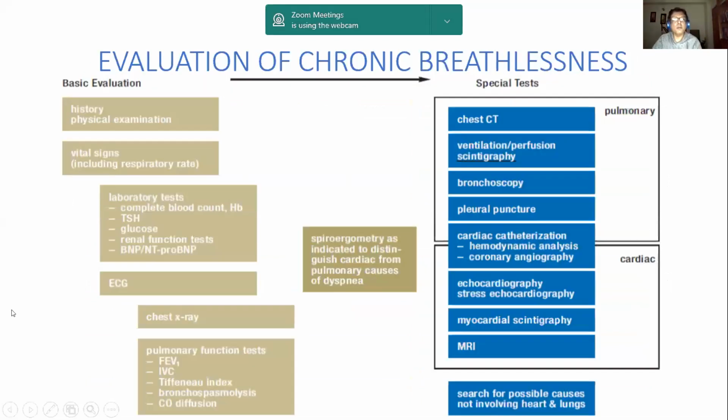This is the evaluation of chronic breathlessness. We start with history and evaluate the vital signs. We do the relevant tests like laboratory tests, ECG, chest X-ray, pulmonary function test, FVC, then carbon monoxide diffusion. If we suspect a pulmonary pathology, we go for additional tests like chest CT, VQ scan, bronchoscopy, pleural aspiration. If we suspect cardiac causes, we go for echocardiography first. Then if indicated, cardiac catheterization, including CAG, myocardial perfusion imaging, and cardiac MRI. We all know that late gadolinium enhancement is a very good modality.